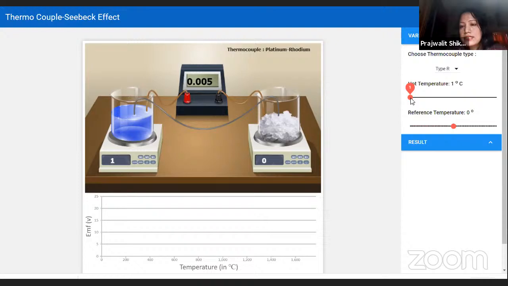Now if I increase the hot temperature to 1 degree, you can see that the EMF generated is 0.005, in volts. Then let us increase further up to 2. There's no variation. Now 3, and the EMF has increased. Similarly you can keep increasing the temperature and keep looking at the value of the generated EMF. So there is a direct relation between the increase of temperature and the EMF generated. They can easily view this from this experiment.